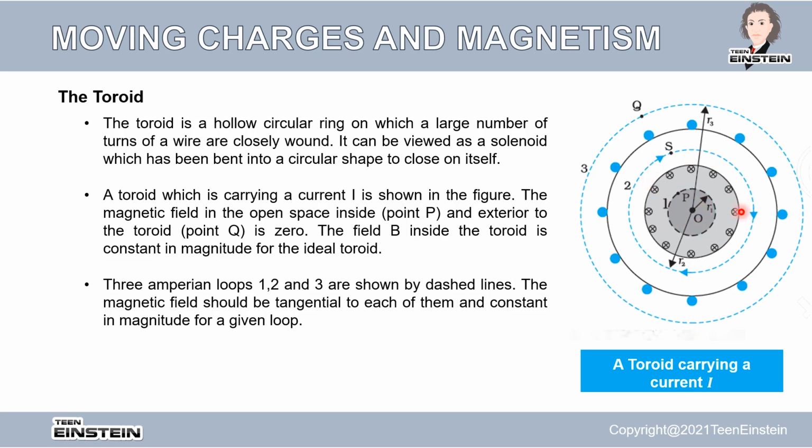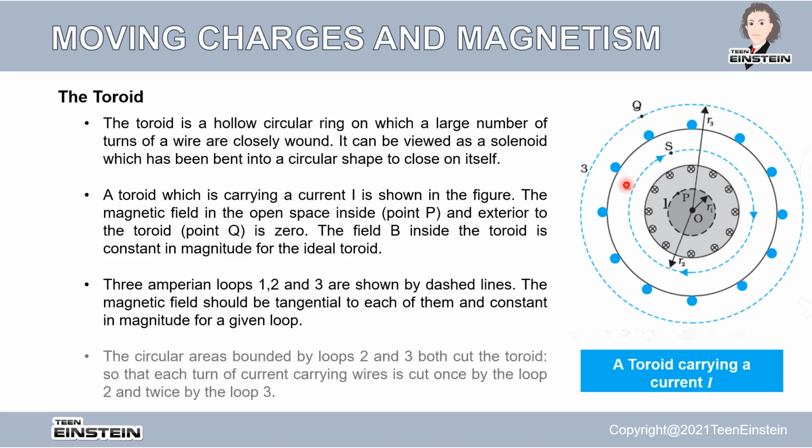There is a loop here inside the toroid which is called 2 with radius R2, and there is a point S on it. And then there is a loop 3 which is outside the toroid with the point Q on it with radius R3. Now the circular areas bounded by loop 2 and loop 3 both cut the toroid. That means loop 2 is just going in the middle. So if you make an open circular area out of this loop, then it's going to cut the loop once. But if you take loop 3, then it's going to cut the loop twice. Because it is outside, so it sees both the currents.